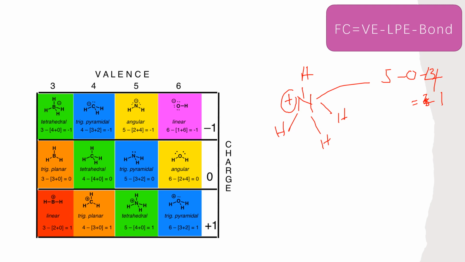Another one, hydronium ion, H, H, H, and octet. So therefore oxygen, don't worry about the hydrogen, it is always zero formal charge. Oxygen is group 6 of the periodic table, and it has two lone pair electrons, so 6 minus 2 minus 3 bonds, therefore plus 1. There's a plus 1 charge for this hydronium ion.